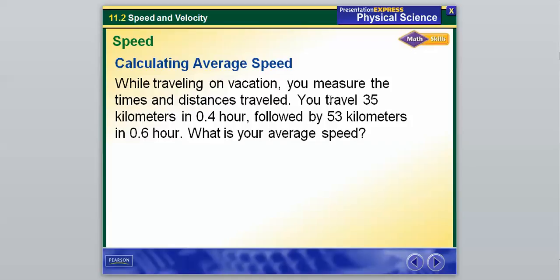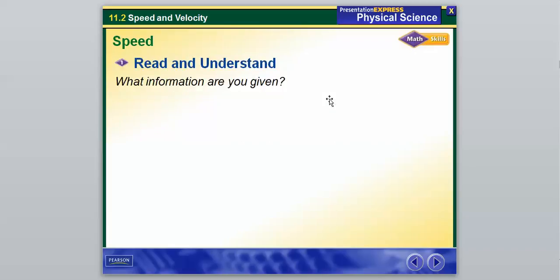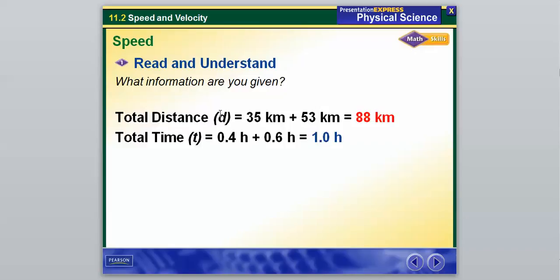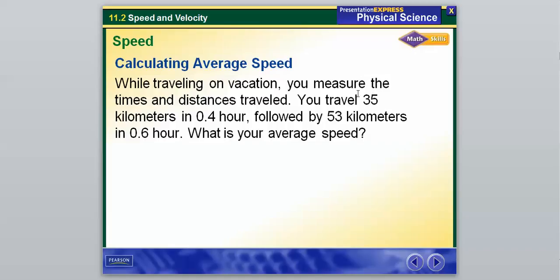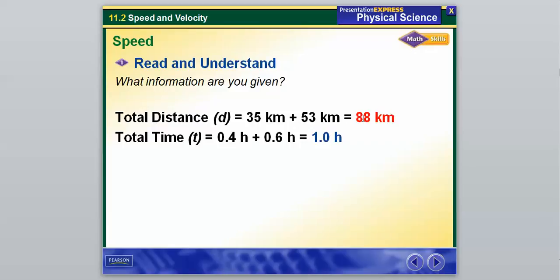So we have basically everything we need, but this is going to walk us through step by step what we actually need to do to solve this problem. First we're going to take a look at what information you're actually given. The information you're given is total distance, so you're given the lowercase d. It was 35 kilometers and 53 kilometers. We look, see if that's correct. Yep, we traveled 35 kilometers in 0.4 hours, followed by 53 kilometers in 0.6 hours. So that was a total traveling of 88 kilometers, and our total time, 0.4 hours plus 0.6 hours, is 1 hour. So we traveled 88 kilometers in 1 hour.